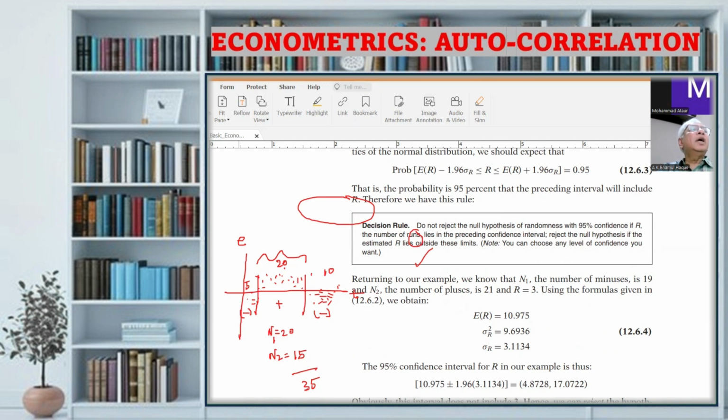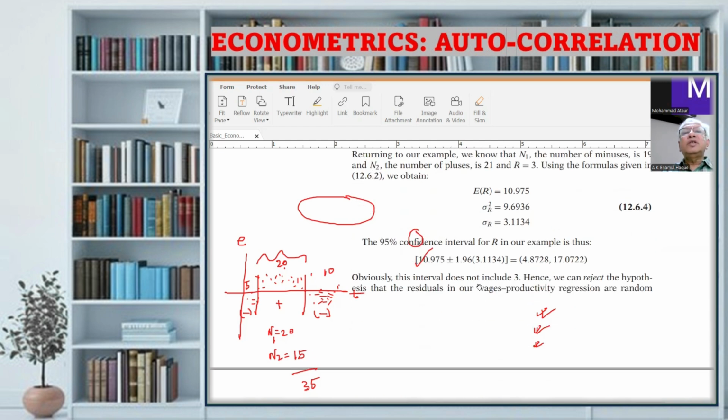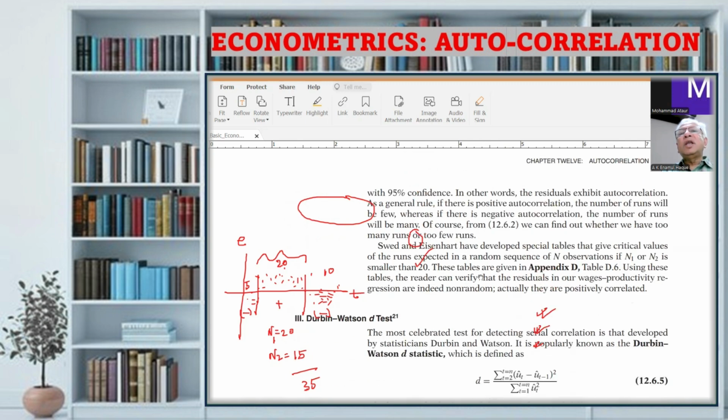So they said in that case, using those formula, I find out expectation of R of this and variance of R of this, and standard error is this. So based on this, they have a confidence interval. And based on the interval, I can do the test.